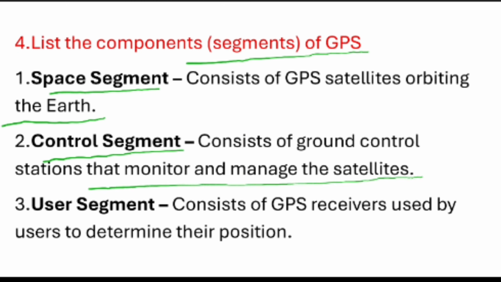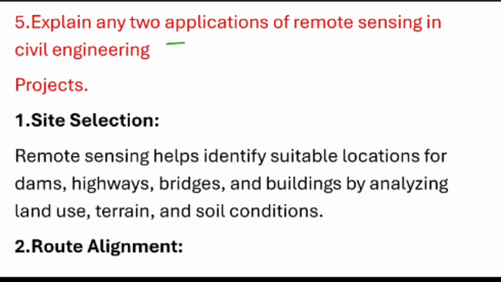So the overall picture, the ground control, will be in the control segment. Coming to the user segment, we are using the GPS system. So we will get the information about where the position takes place, which you can determine by the user segment.